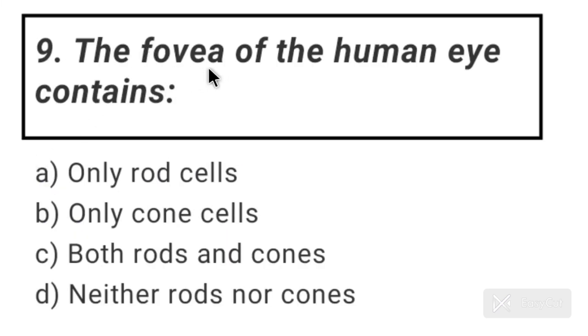Question number 9. The fovea of the human eye contains. Answer is option B. Only cone cells. Fovea centralis is a small but important part of the retina responsible for sharp vision, and it is located at the center of the retina. Where only cone cells are present, it lacks rod cells, so it does not function well in low light.